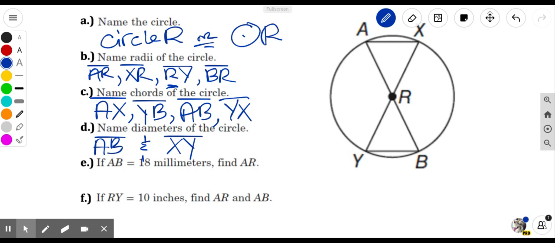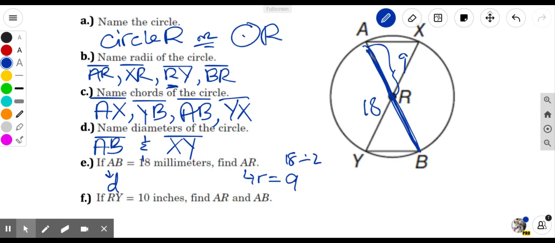Okay, the next part says if AB is 18, so this whole thing is 18, which is a diameter, find AR. So AR is a radius. It's just going to be half. So we're going to do 18 divided by 2, which is 9 millimeters.